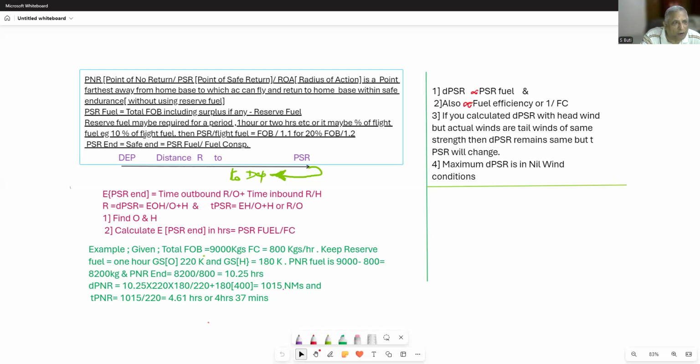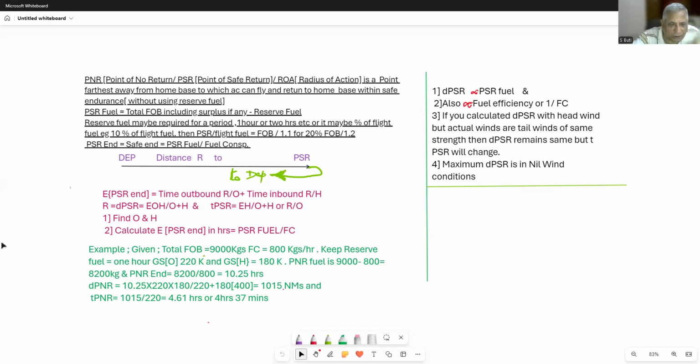So once you have calculated the fuel available for your flight, then find out the endurance. How long can I fly? This endurance is also called safe endurance. PSR fuel divided by the fuel consumption, and leave it in hours or decimal hours. No need to convert into minutes.